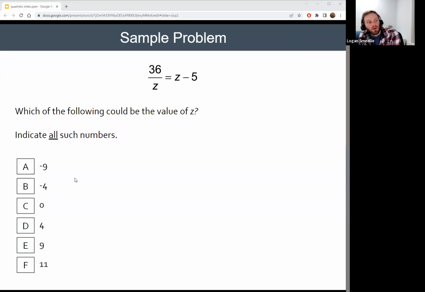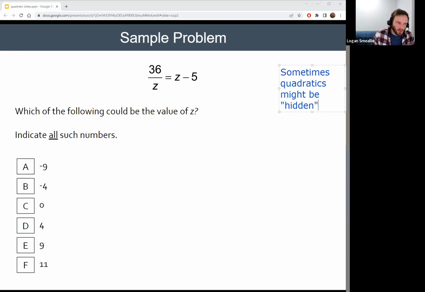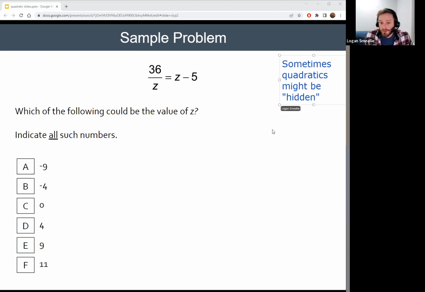Okay, let's try this. At first glance, you might not even notice that this is a quadratic. So this is kind of a reminder that sometimes quadratics might be hidden, where there's no z squared when I first look at this, but if I try to solve for z, since they asked me what could be the value of z, what's the first thing I'm going to do? I'm probably going to multiply by z on both sides.